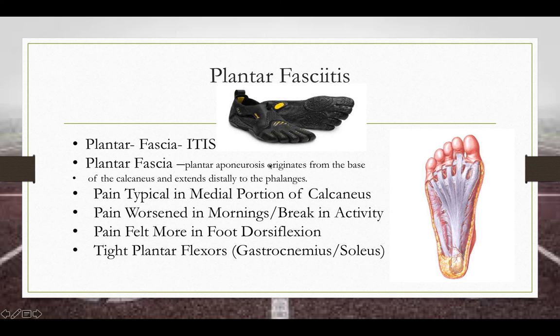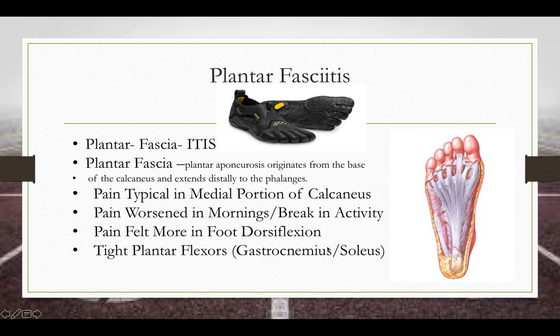The plantar fascia is the aponeurosis originating from the base of the calcaneus. It actually originates even further up from the Achilles tendon, and it extends all the way down to the metatarsal bones, the heads of the metatarsal bones, distally to the phalanges, so all the way up here.